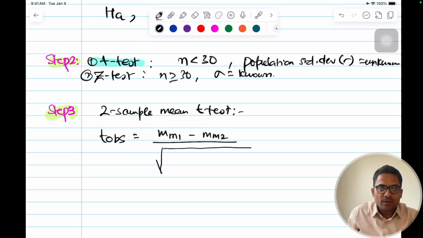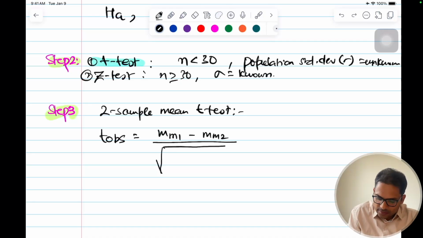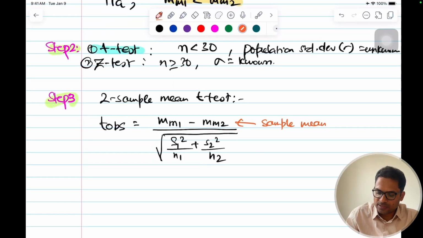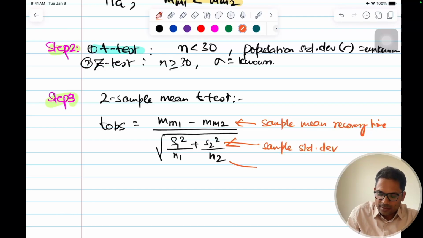So my mean 1 and mean 2 comparison compares the two means, and then we standardize it so that the test becomes standard. Standardize it by dividing with the square root of s1 squared by n1 plus s2 squared by n2. Let me write it for you. What is this? x̄1 and x̄2 are the sample means, the sample mean recovery time. s is the sample standard deviation, and n1 is equal to the sample size.